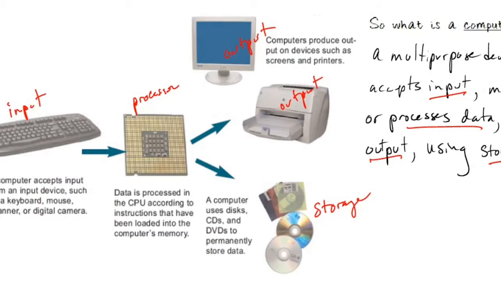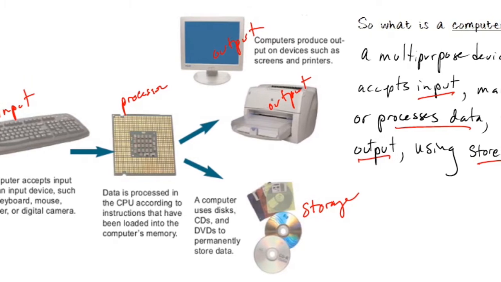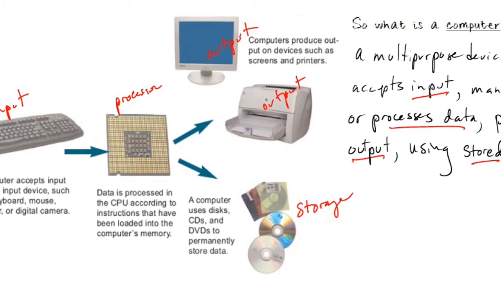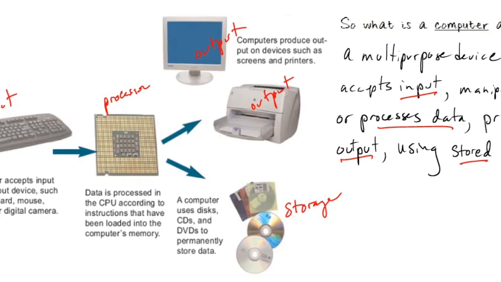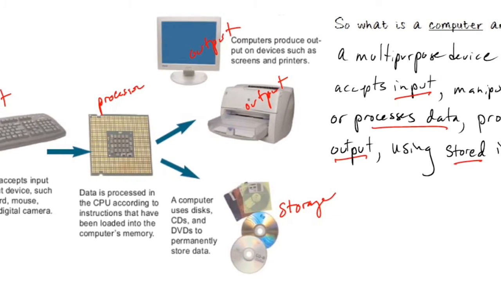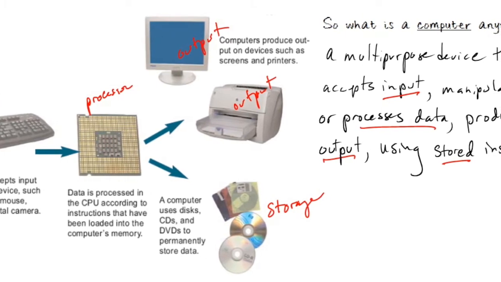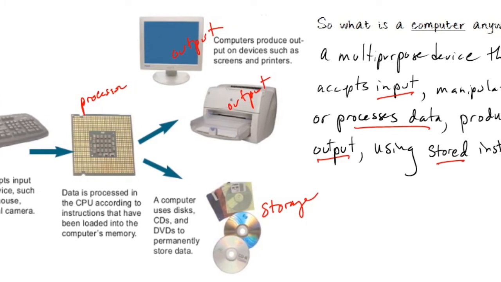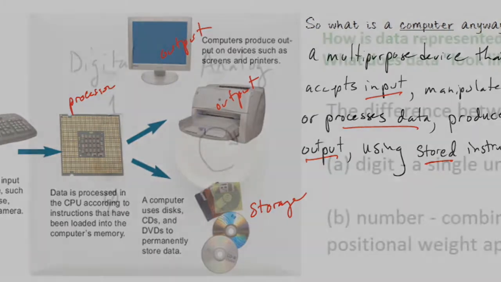Next topic. Just what is a computer system anyway? A computer is a multi-purpose device that accepts input, manipulates or processes data, and produces output, all using stored instructions. So the 5 components of any computer system are input, output, processor, memory, and storage.